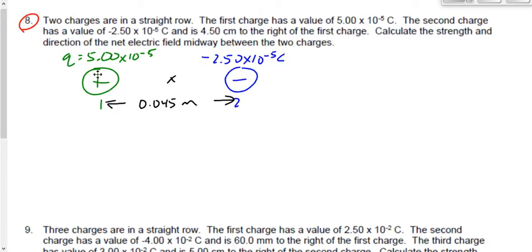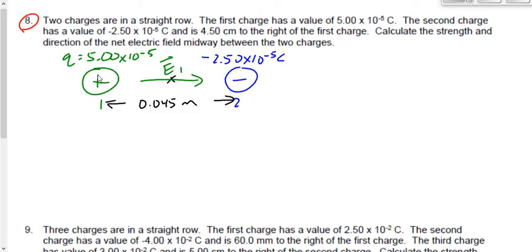Now let's look at the field caused by the positive. Fields always point which way relative to a positive? Toward or away? Going to point away, right, Cody? Going to point away from the positive. So we're going to draw that green field to the right, away from the positive.